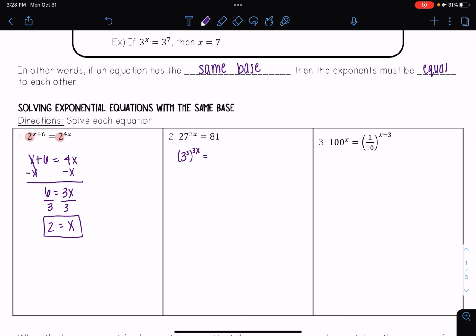And then my 81, I can rewrite that to be 3 to the 4th. And then we know from the power over power property that 3 to the 3rd to the 3x is the same thing as 3 to the 9x because I can multiply those exponents. And now I see that I have the same base of 3. So since I have the same base of 3, I can say, well, that means that my exponents are equal to each other. So that means that 9x is equal to 4. And if I divide both sides by 9, I get that x is equal to 4/9.